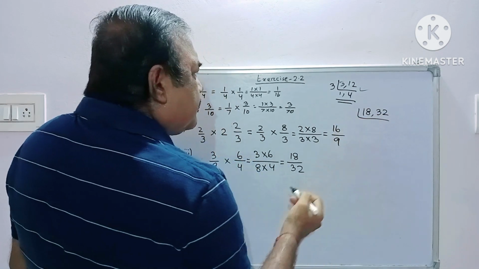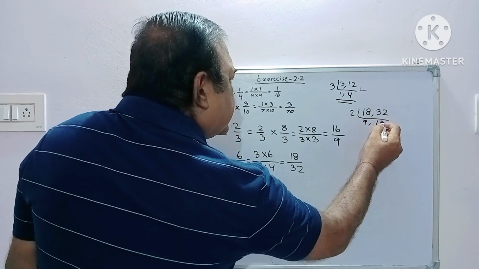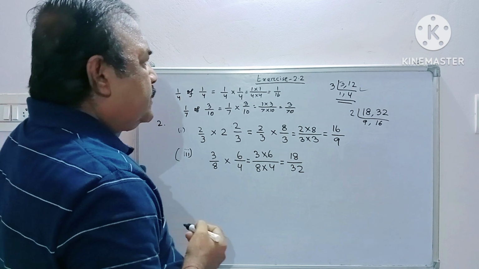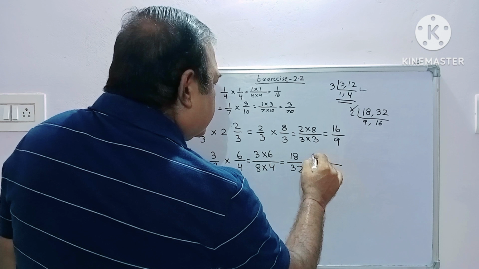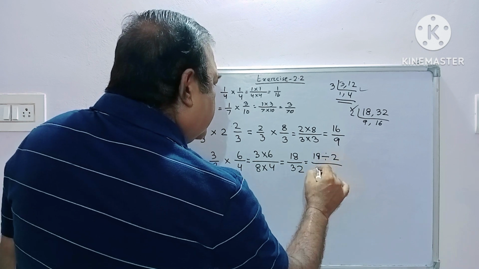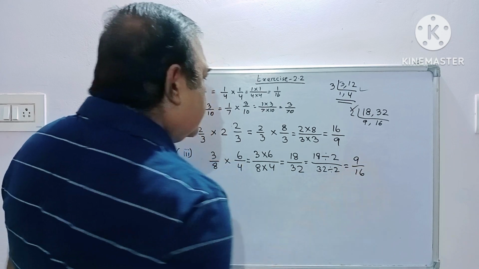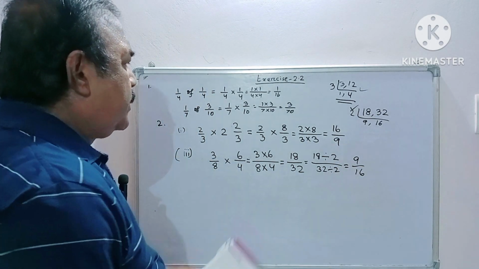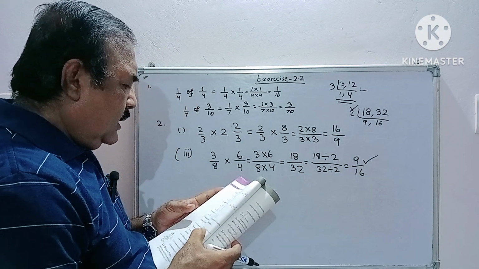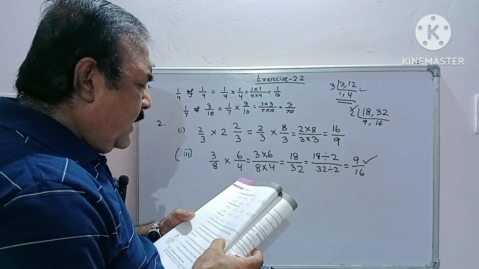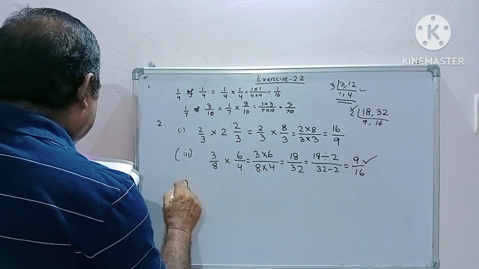You see, 2 nines are 18, 2 sixteens are 32. So 2 is the HCF here. 18 divided by 2, 32 divided by 2, that is equal to 9 upon 16. So here, this is the answer. Like this, you will complete it, and let me do another one.